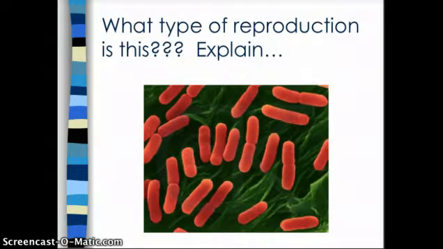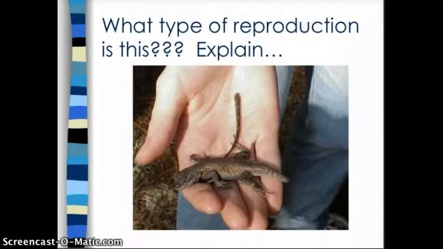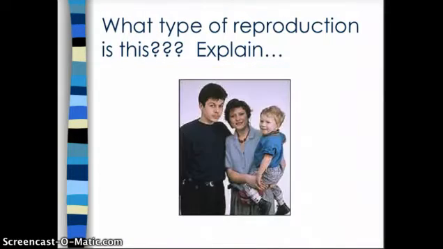And here, again, asexual and binary fission. We see here the lizard regrowing its tail. This is also asexual, and it's known as regeneration. We see here a family. This is sexual reproduction.